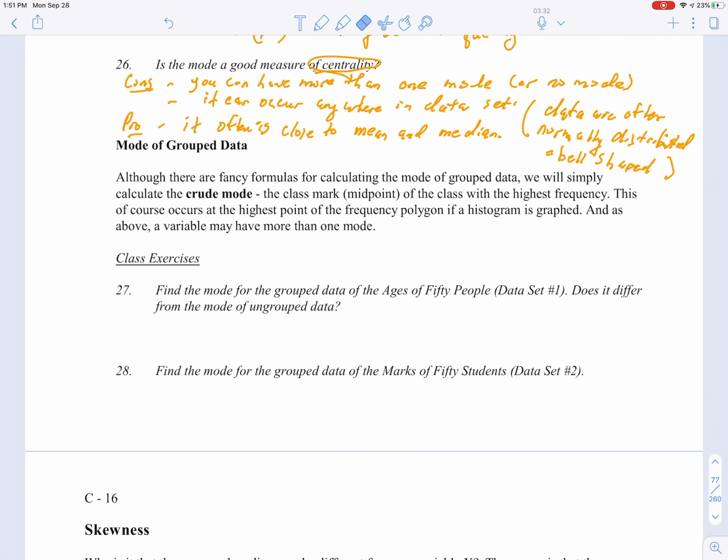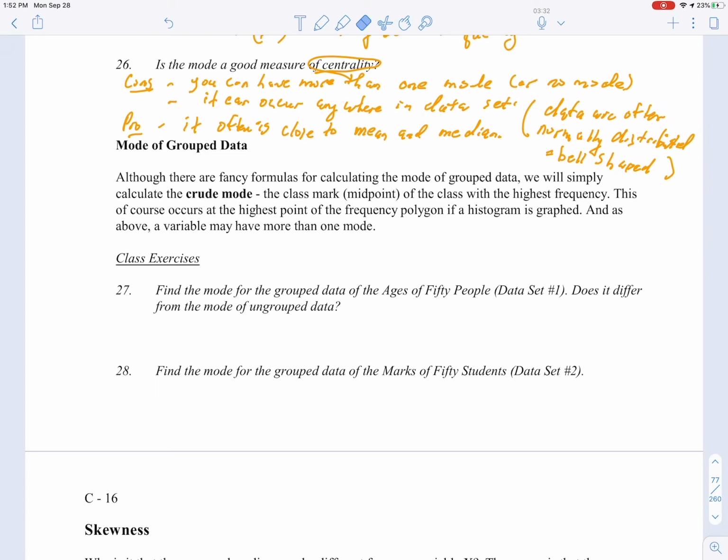Okay, next we're going to take a look at the mode of grouped data. Although there are fancy formulas for calculating that, we're going to use something that we just call the crude mode, which is the midpoint, or the class mark, I guess more officially, of the class with the highest frequency. So if you were to take a look at a histogram, you would find that it's the high point of the frequency polygon. Let's take a look at a couple of these.